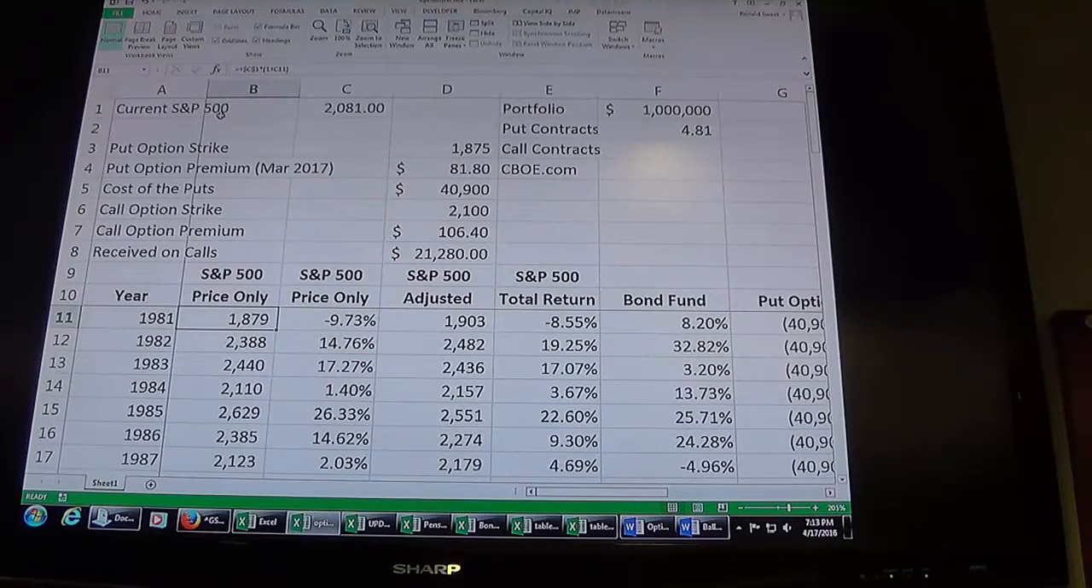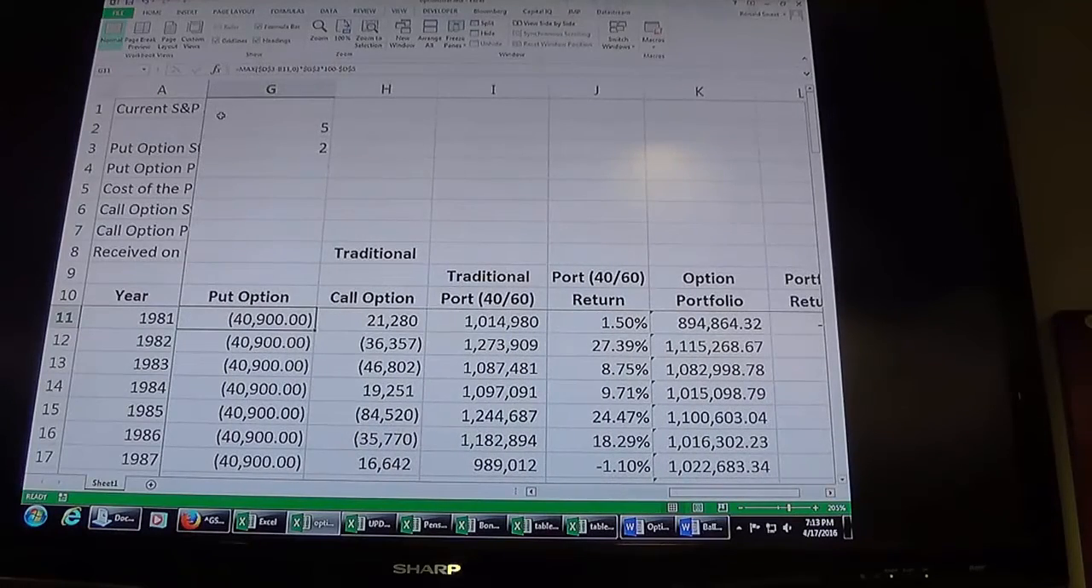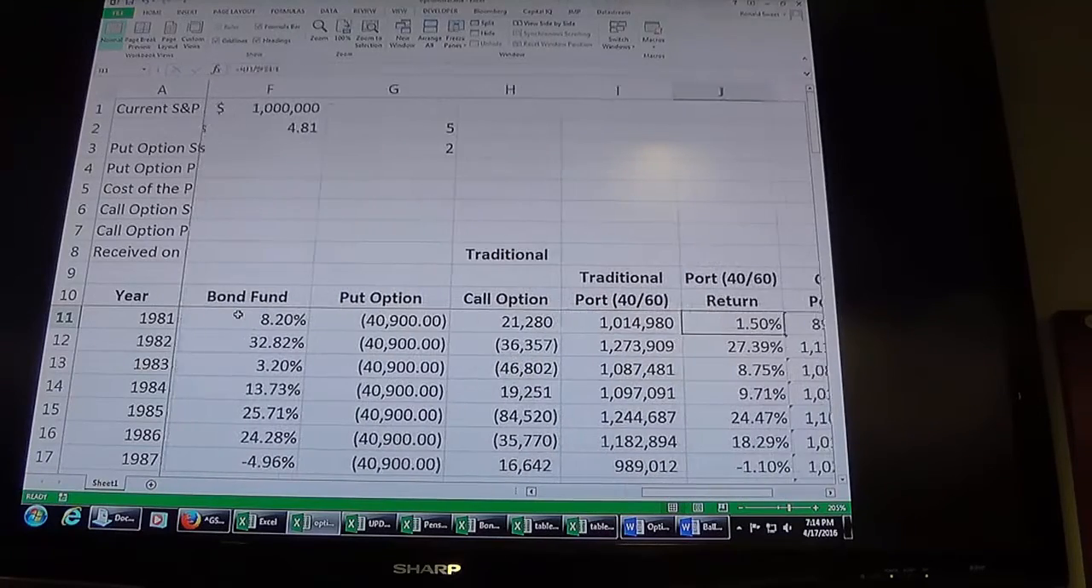Right, so what do we do with these other columns? Well, we did just like we did in class. You want to figure out what the put option is worth at the end. Our strike was 1875. If the S&P ended at 1879, then our strike was 1875, so we're not going to get anything out of that option.